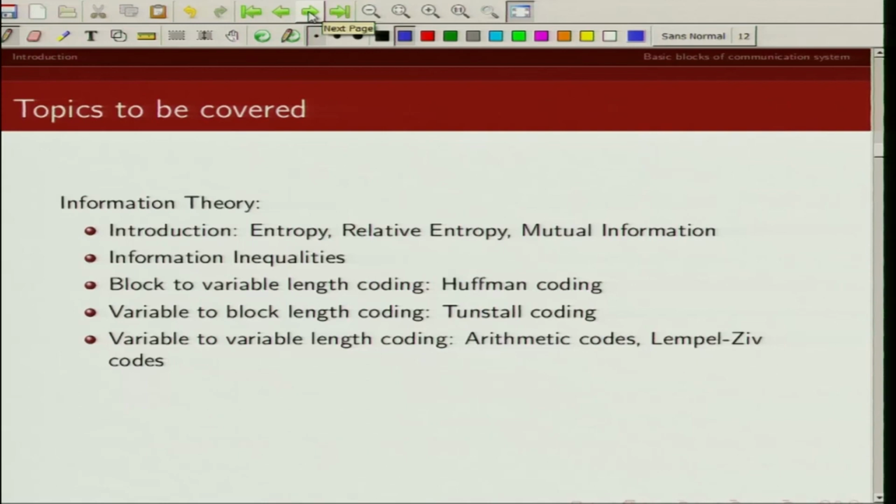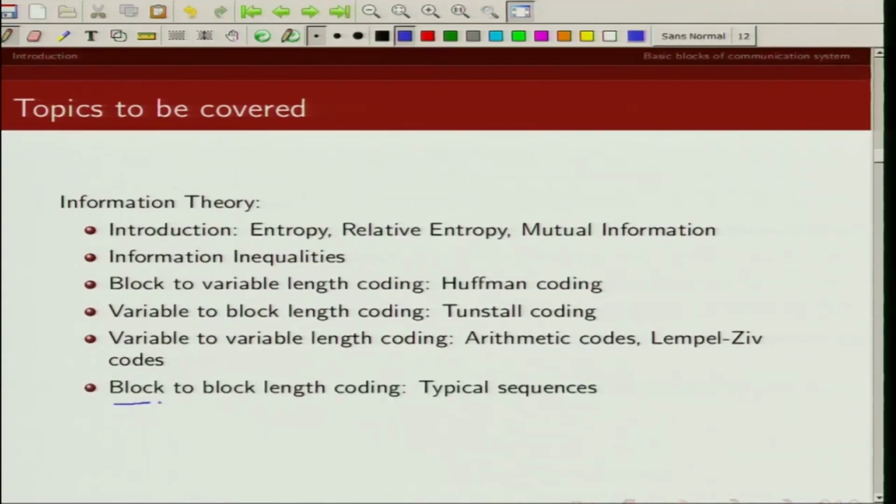We will also talk about variable to variable length coding, which is very prominently used in a lot of source compression algorithms. In particular, we will talk about arithmetic coding and Lempel-Ziv algorithms, which come under the class of universal source compression algorithms. You do not require any knowledge about the prior source distribution of the source that you are trying to compress.